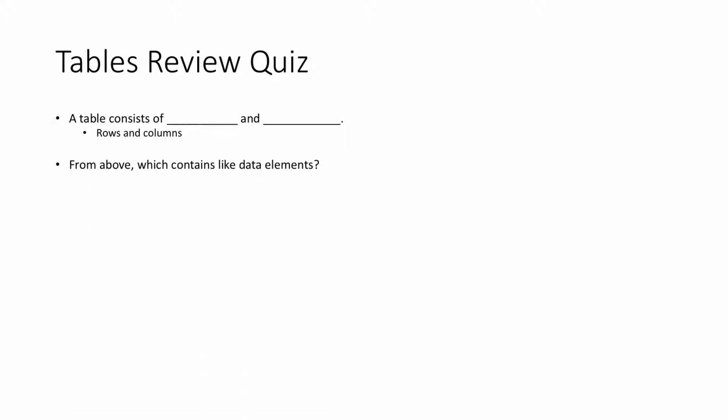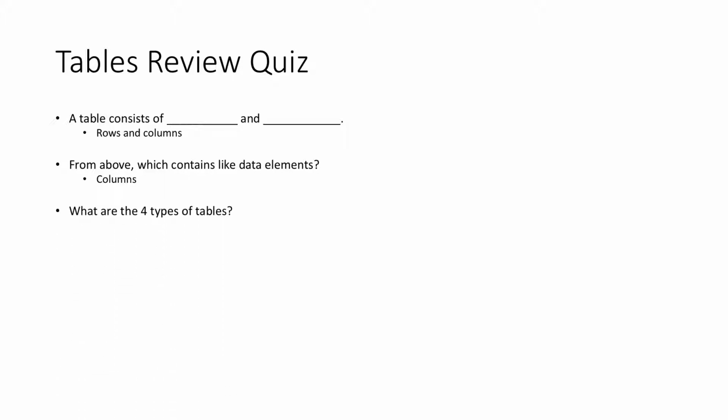Now it's time for a quiz. A table consists of rows and columns. Just like an Excel spreadsheet, that's what a table is. From the above, which contains like data elements? That would be columns. Everything in the column should be a like data element. If it's a numeric column, you should only have numeric values. If it's a text column, you should only have text values. If it's a date column, you should only have date values.